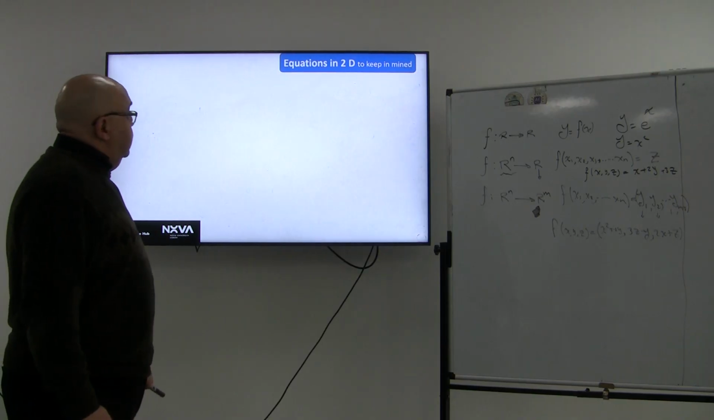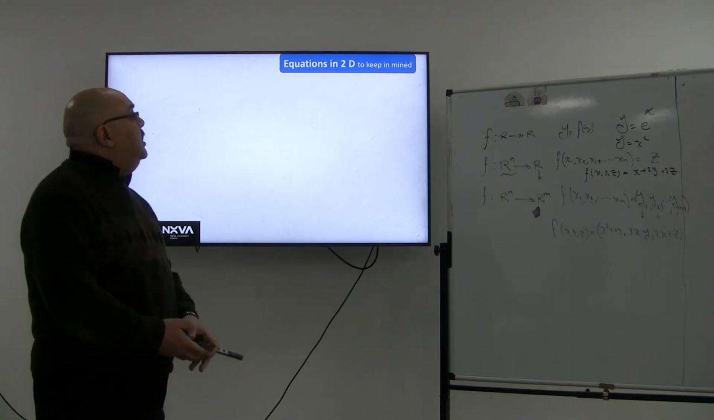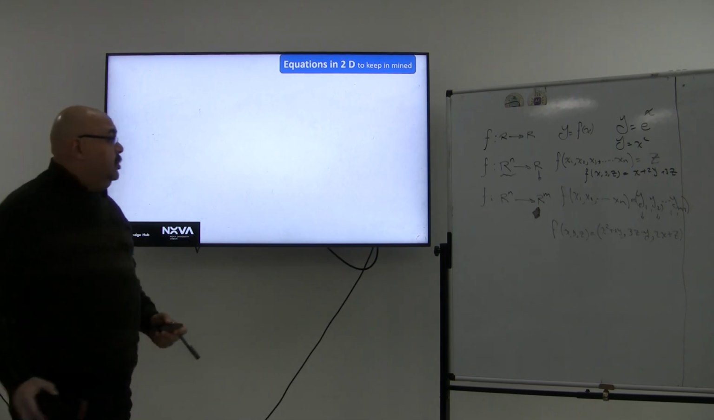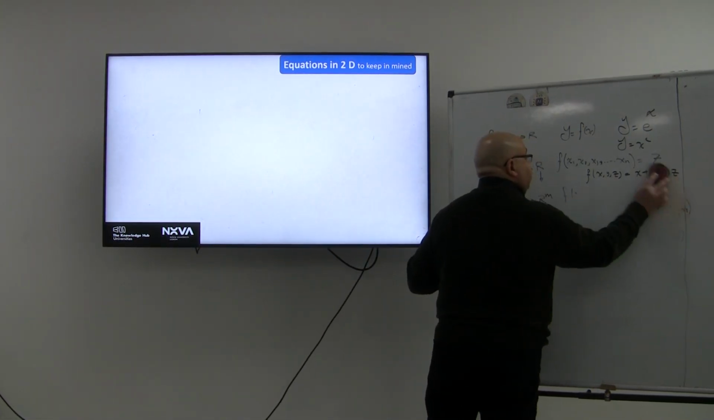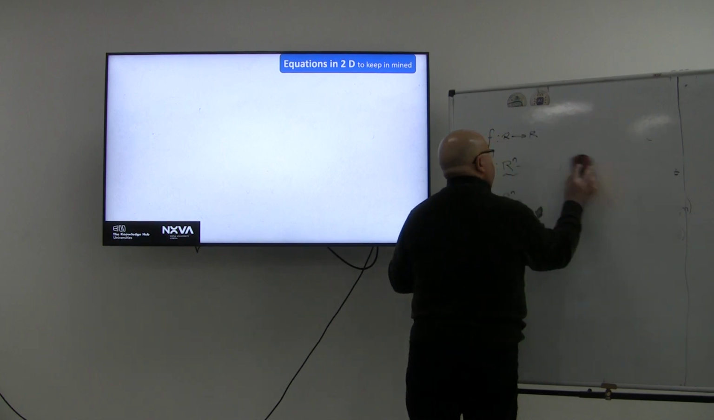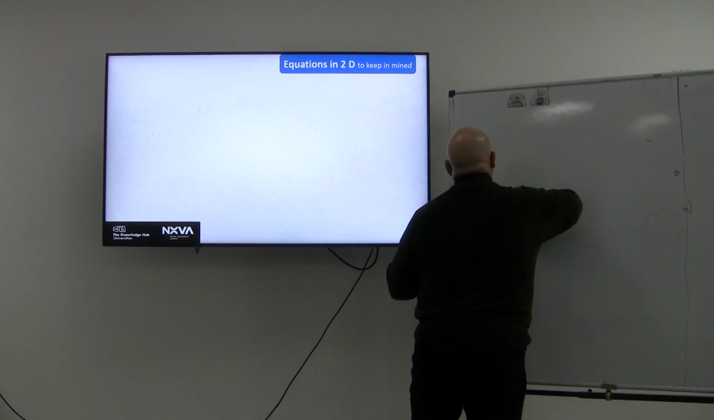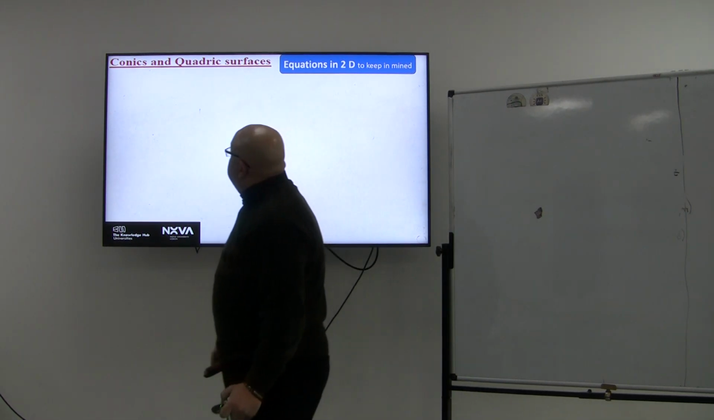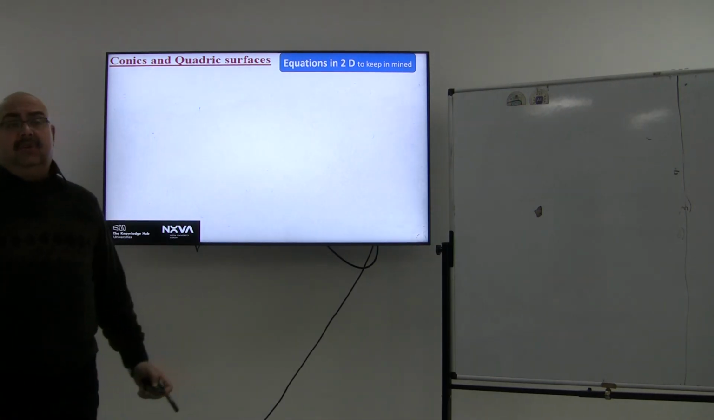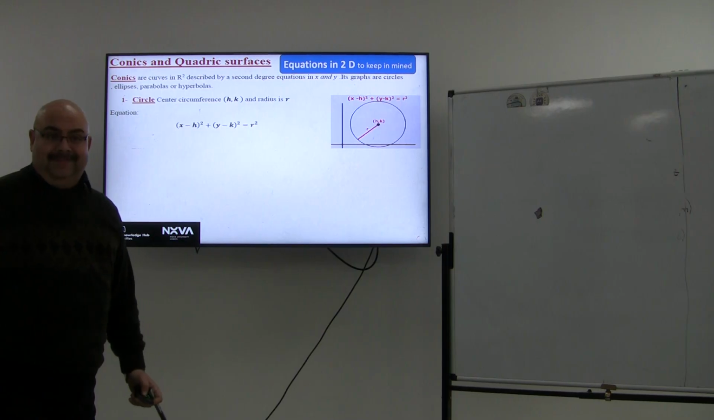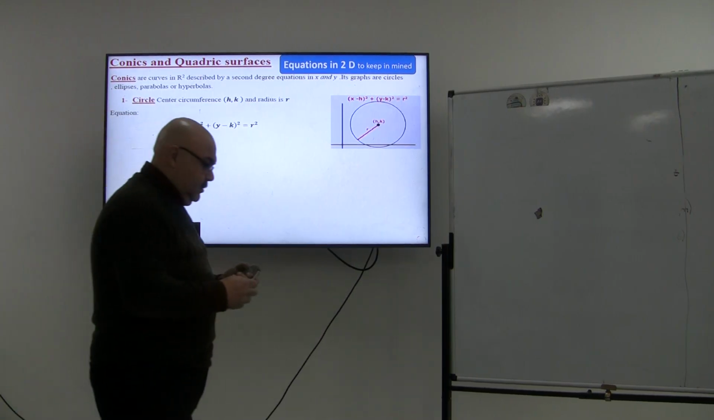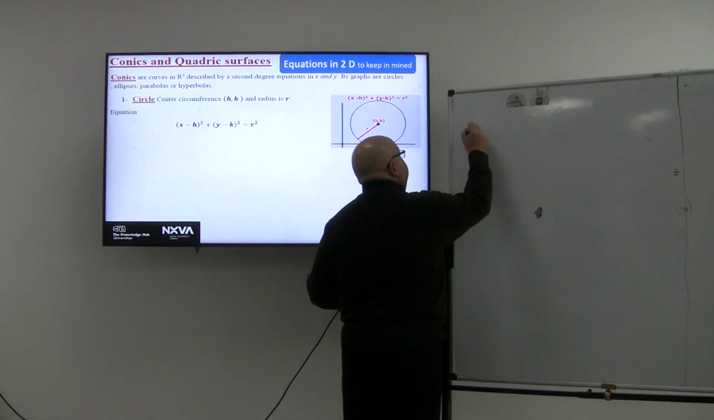Let's start first with equations in 2D. To keep in mind those equations, you're already familiar with most of them. So most of these equations, you already know them or know what they represent. I will start with conics and the quadratic surfaces. The first or the most famous conic is the circle. What's the equation of the circle? Yes, Judy, you are right.